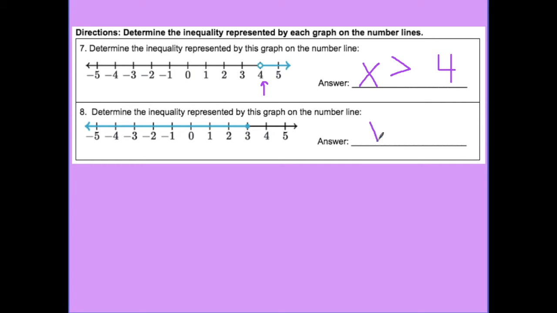Next one, I'm going to choose my variable to be x again. You can choose whatever you'd like. Compare it to the number 3, because that's where the dot is. And this is going to be less than, because it's showing numbers that are less than x. And this time it could be exactly 3 because it has a filled in circle there. So x is less than or equal to 3.